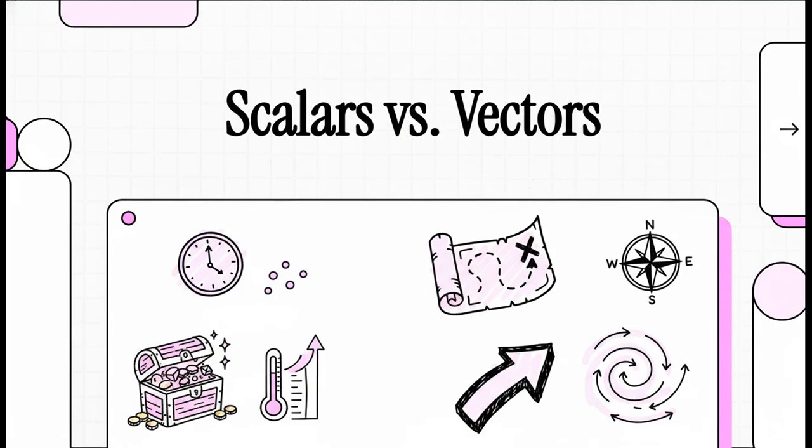So, what if I told you that there's this hidden language that governs pretty much everything, from a pirate's treasure map all the way to your phone's GPS? Well, today, we're going to decode that language. We're diving into scalars and vectors, these invisible instructions that are secretly shaping our world all the time.